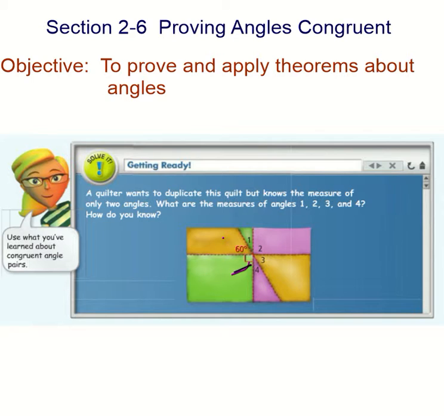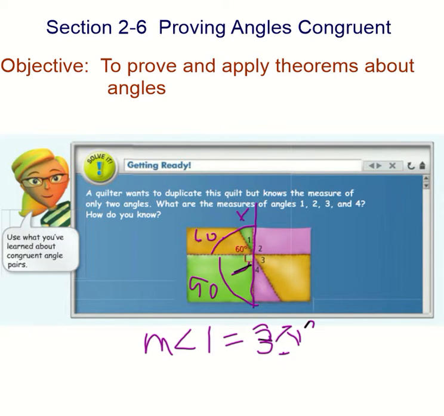If we start to look at this, trying to figure out the measures of these angles, I see a straight line going all the way up here, which means that this big angle and this angle together form a linear pair. We know the sum of a linear pair is 180 degrees, so this one we know is 90 because it's a right angle. This one's decomposed into a 60 and something unknown, this x. Well, 90 plus 60 is 150, so 150 plus something is 180. It's 30. So the measure of angle 1 is 30 degrees. We found our first angle.